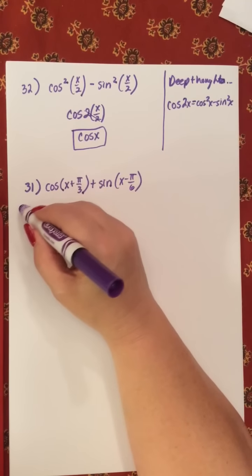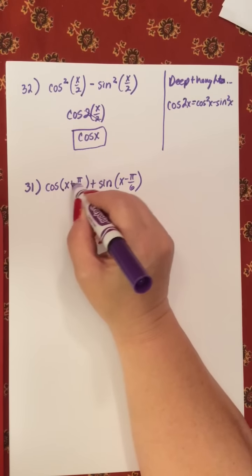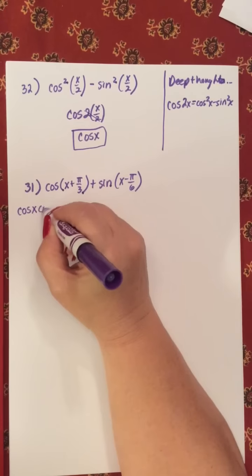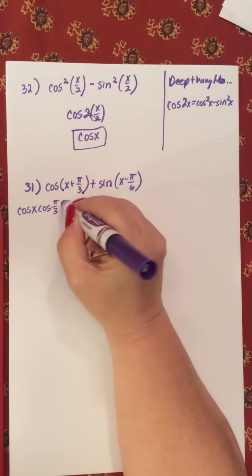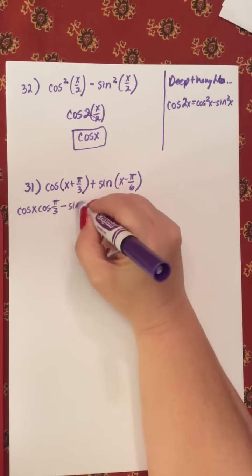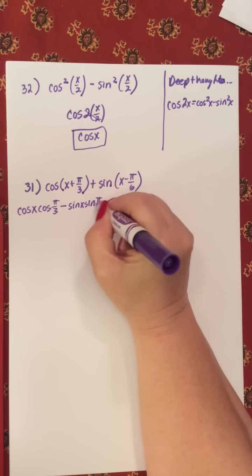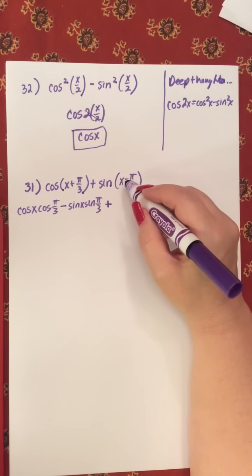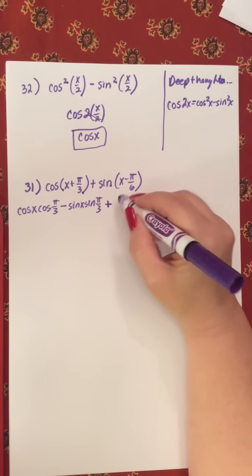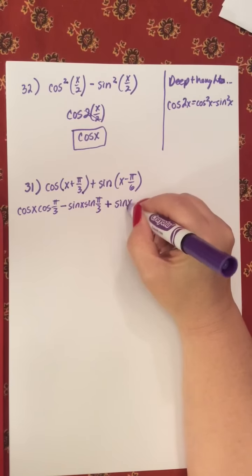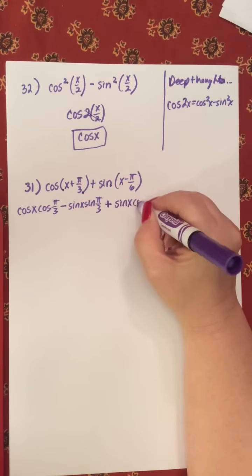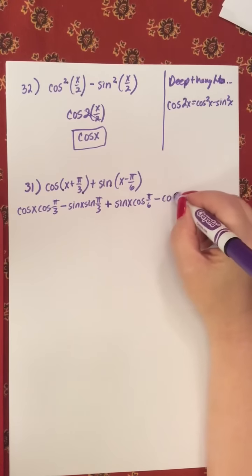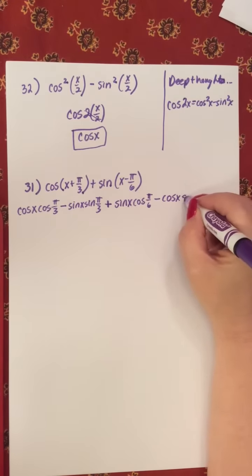Remember the sum formula for cosine goes cosine, cosine, sine, sine, and you put a minus in between. So I will say cosine of x, cosine of pi over 3, minus sine of x, sine of pi over 3. That's how the cosine sum formula goes. Plus, and now I have a sine formula. Sine goes sine, cosine, cosine, sine, and it'll have a negative sign in it. So I'm going to have sine of x, cosine pi over 6, minus cosine of x, sine pi over 6.